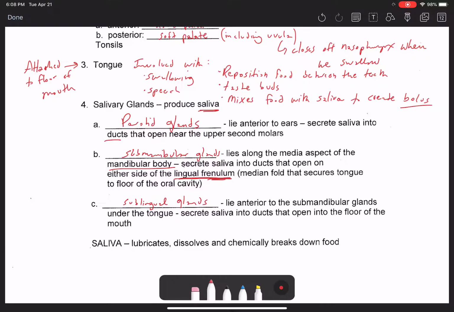And as the name suggests, sub means below, right? And then lingual means tongue. These are actually under the tongue, and they secrete saliva into ducts that open up onto the floor of your mouth. So what is saliva for? So saliva both lubricates and then dissolves and chemically breaks down food.